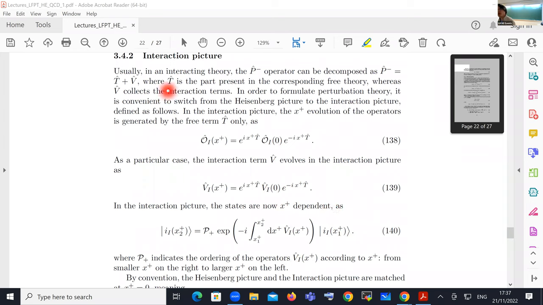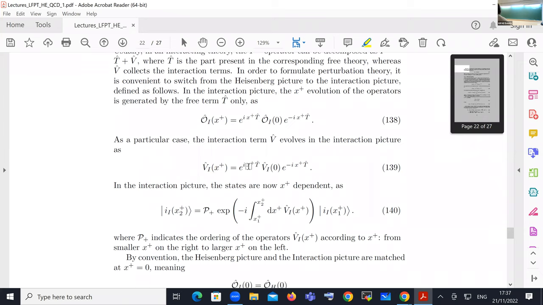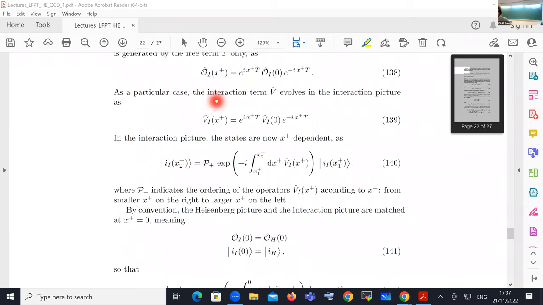And since the interaction part of the Hamiltonian here is itself an operator, it evolves along X plus according to T, in such a way. So now we see in the interaction picture how things evolve, operators and states. Here there is P plus, which means that when you expand the exponential, you would have several powers of this interaction operator. And P plus means that they will be ordered: the interaction operator at larger X plus would be to the left and the one at smaller X plus would be to the right.